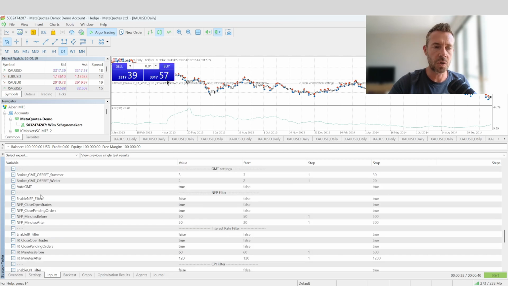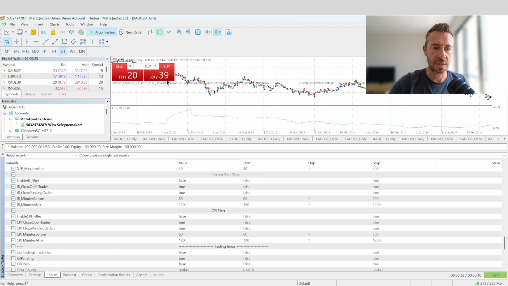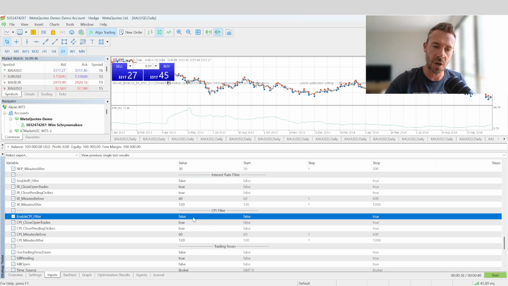And then in the end, you can also check if enabling the NFP filter, IR filter, which is interest rate filter, news, and CPI filter, if they make a positive impact on the strategy or not. To be honest, with these filters, I would rather see if you put them on, it will have a little bit of negative impact regarding profits, but it's safer to use them in real life trading. So what I would do is check if you put the filters on, if the negative impact is not too much. So you want to keep as much of the original performance of the strategy without the filters when you turn them on. That's what I would do.